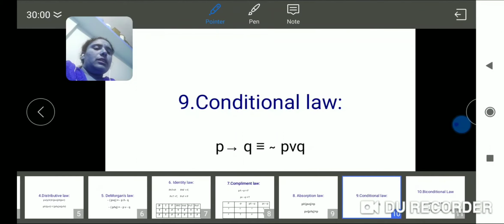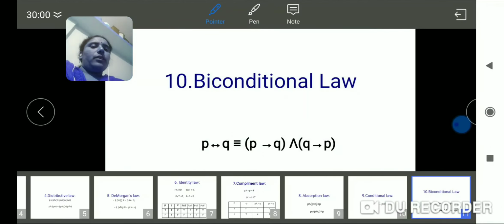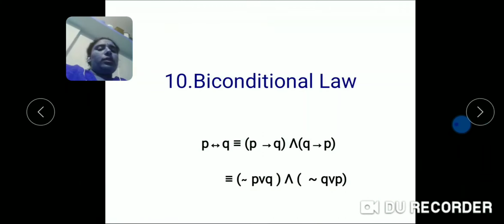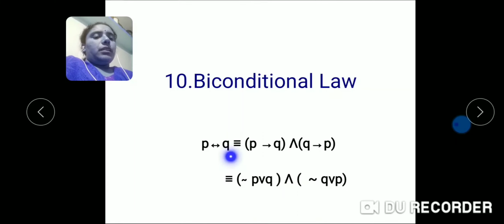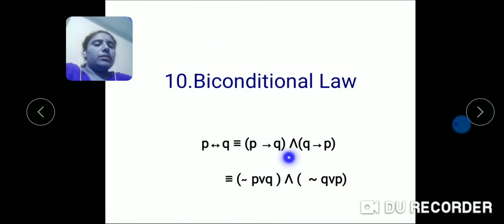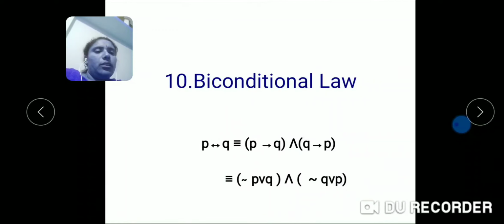Next and last is the biconditional law. There are two laws for biconditional. P biconditional Q is logically equivalent to P implies Q and Q implies P, or it is also equal to negation of P or Q and negation of Q or P. These are the 10 laws for algebra on statements.